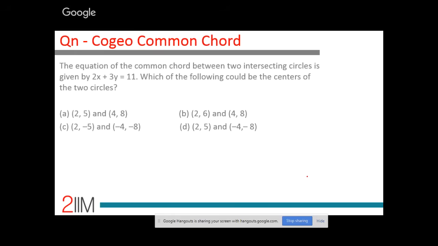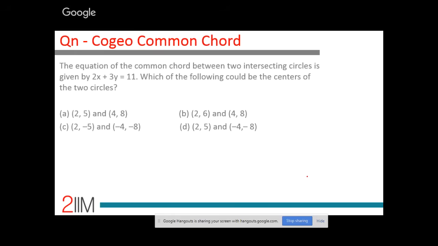The equation of the common chord between two intersecting circles is given by 2x plus 3y equal to 11. Which of the following could be the centers of the two circles? So being given the equation of the common chord, we need to find which of the following could be centers of the two circles. They're already suggesting that you have to see the answer choices and go from there.